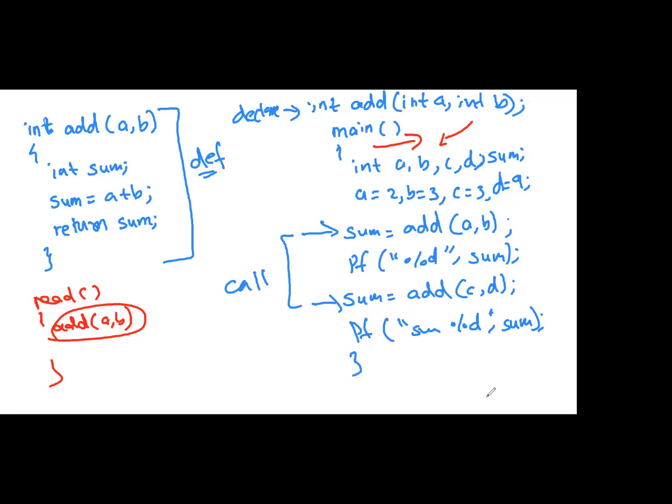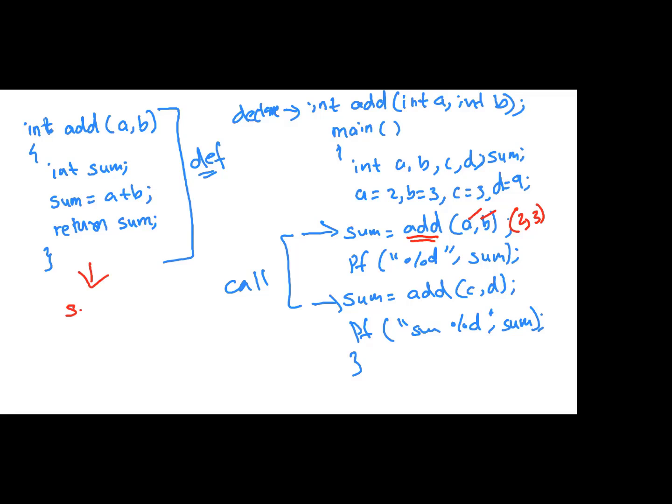So if you want to use this function wherever, then you have to declare it before main. It's like defining a global variable. Then you have to define a and b. Instead of a, b, I'm sending 2 and 3 as values. So now when this function is called, it will add: sum is equal to a, which is 2, plus 3, and then it will return 5.